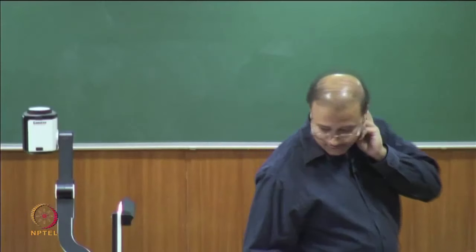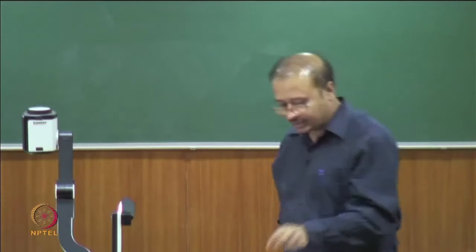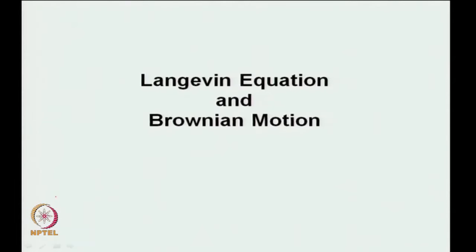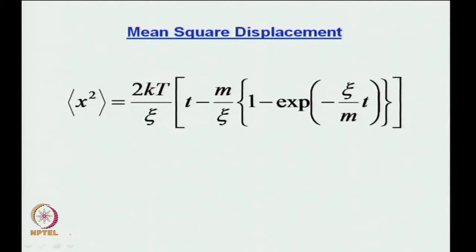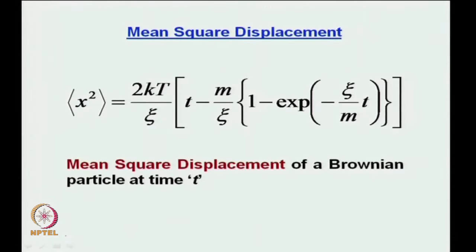Okay, so last we were discussing the Langevin equation, and then we looked at the mean square displacement from the Langevin equation. Mean square displacement is a fundamental quantity we are all interested in. So, this is the expression we had for the mean square displacement of a Brownian particle at a specific time t, or how it varies as a function of time.